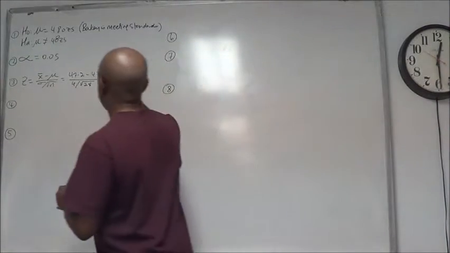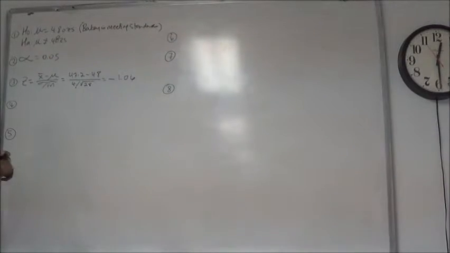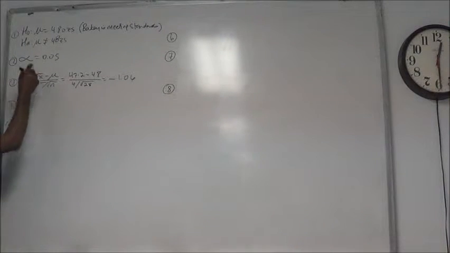Negative 1.06, good. So next, we need the critical value of Z. So we're looking for Z alpha. Do we need to divide alpha by 2?